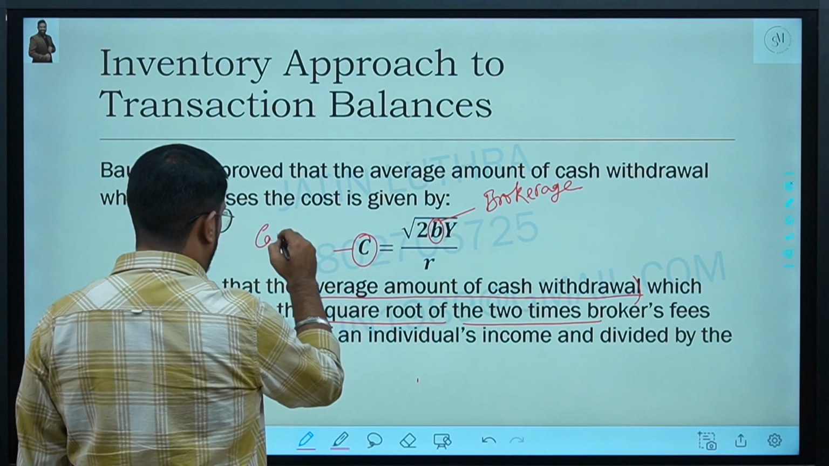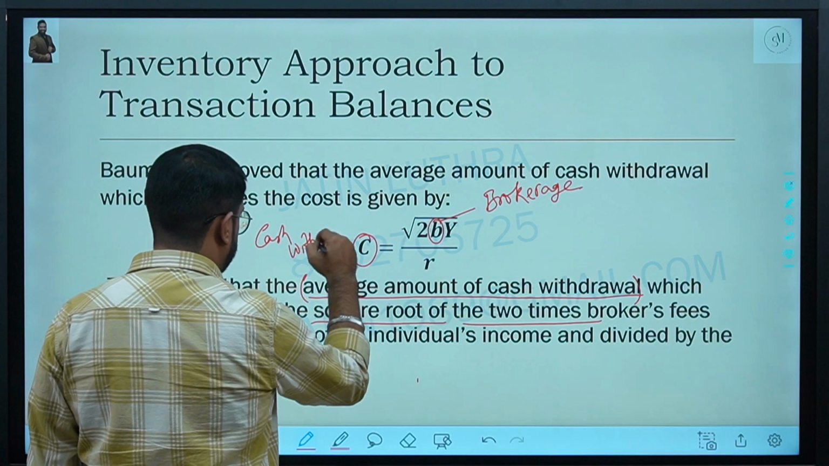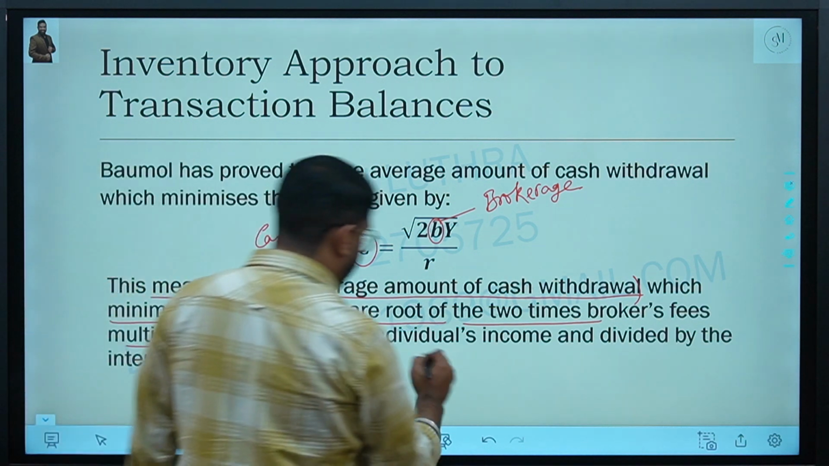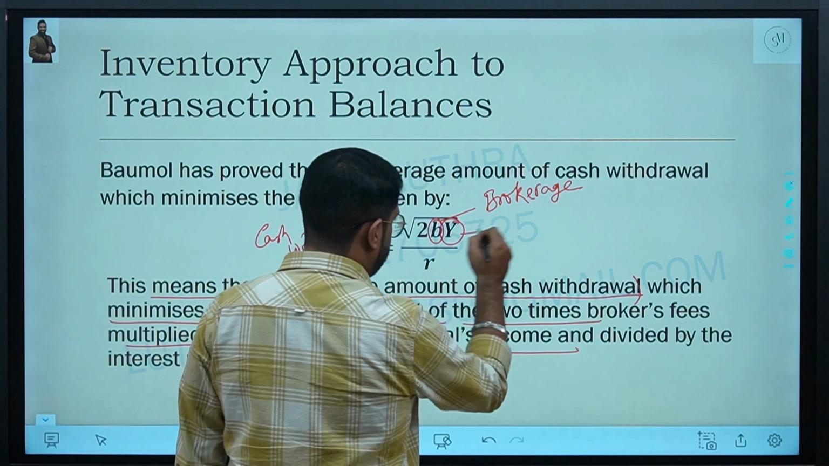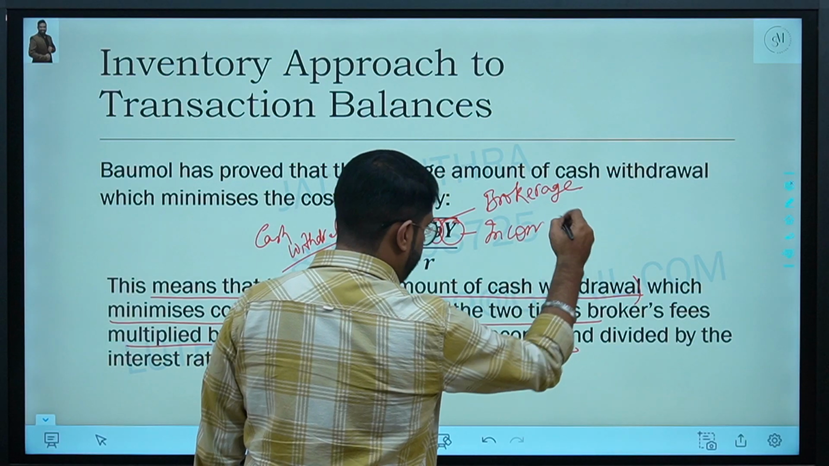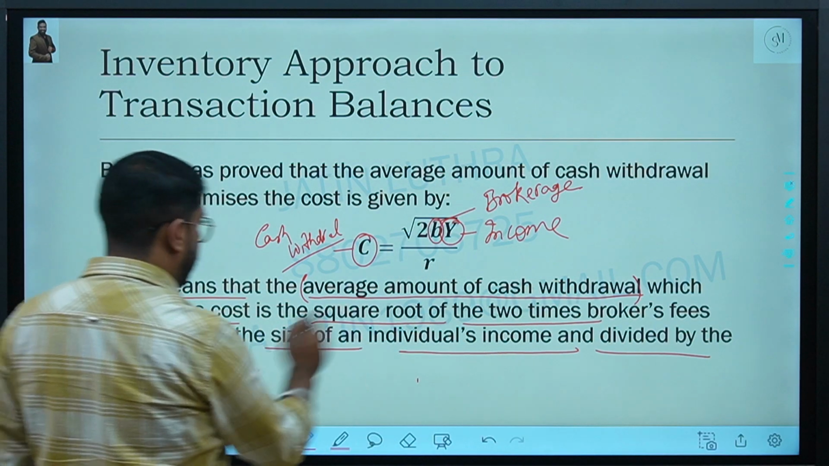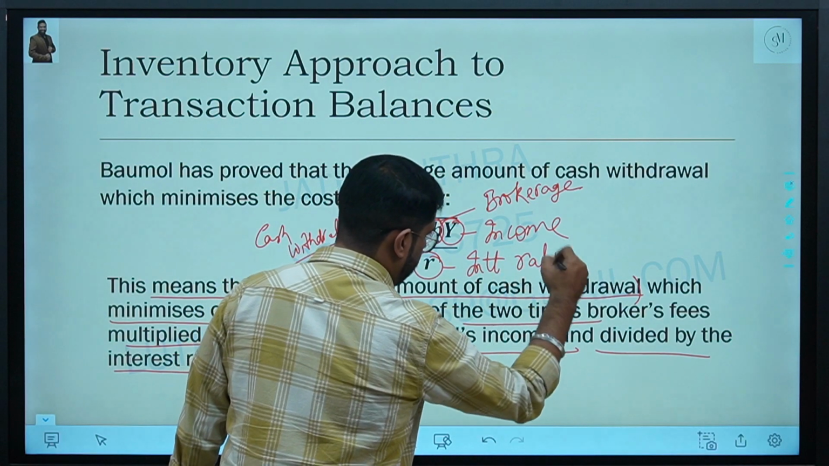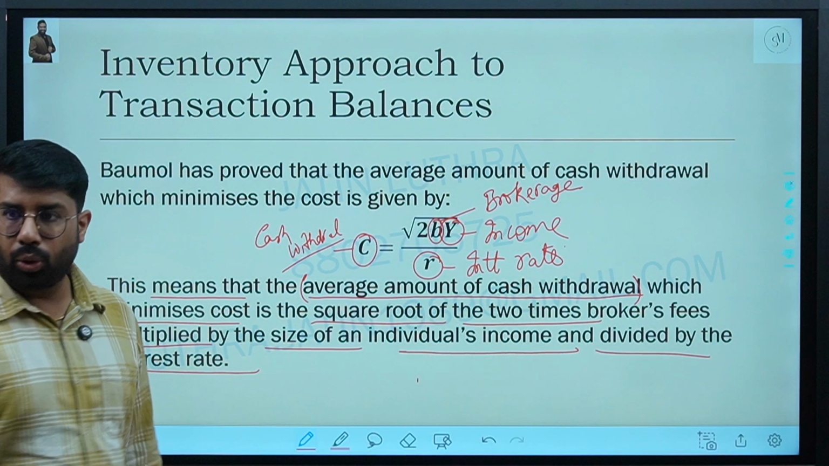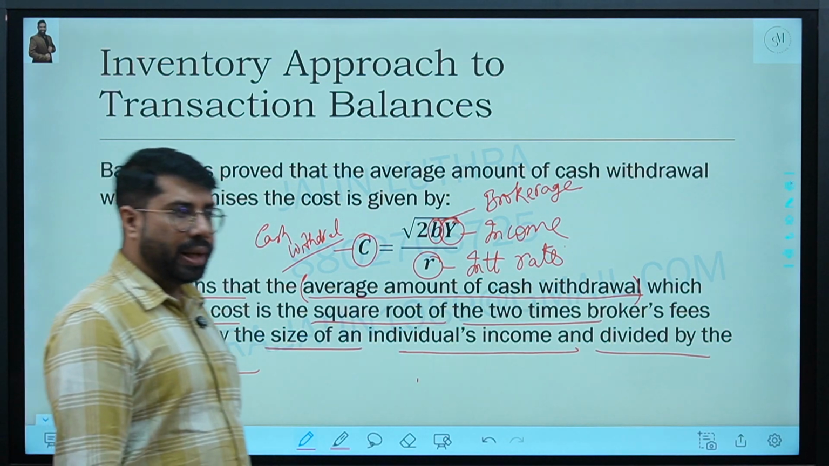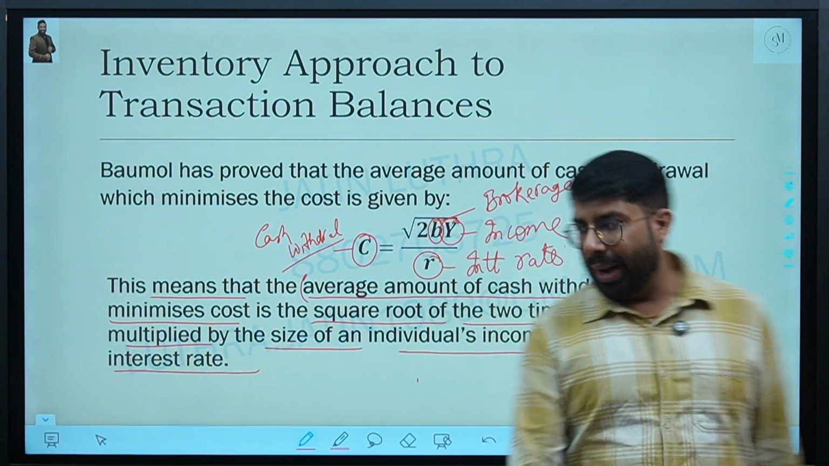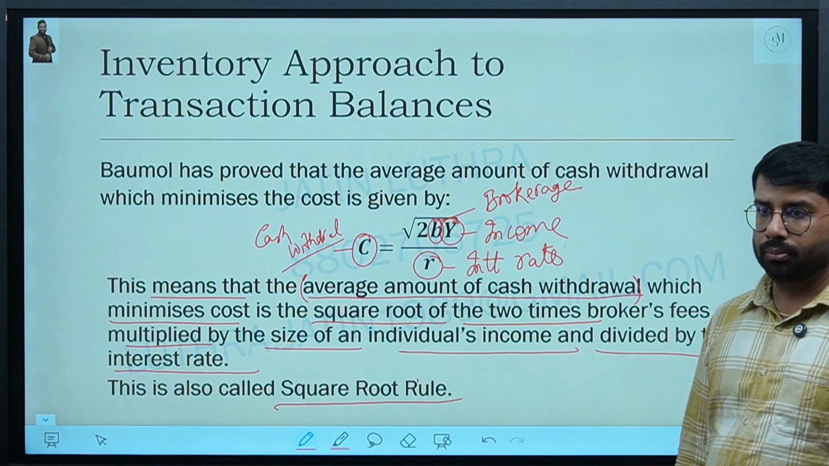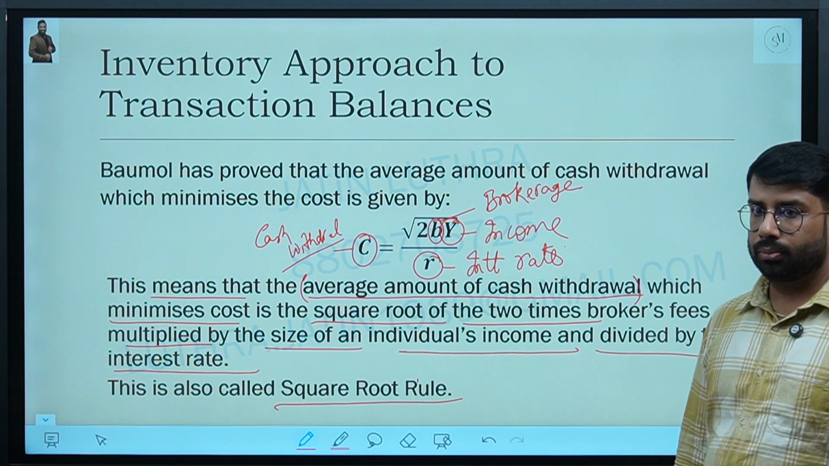C is how much money you should keep in cash, that is cash withdrawal, multiplied by the size of an individual's income. Y is the income of the individual, and divided by the interest rate. So R here is the interest rate. Okay, so how much money you should keep in cash, how will you find it out? By this square root rule. Are we clear?